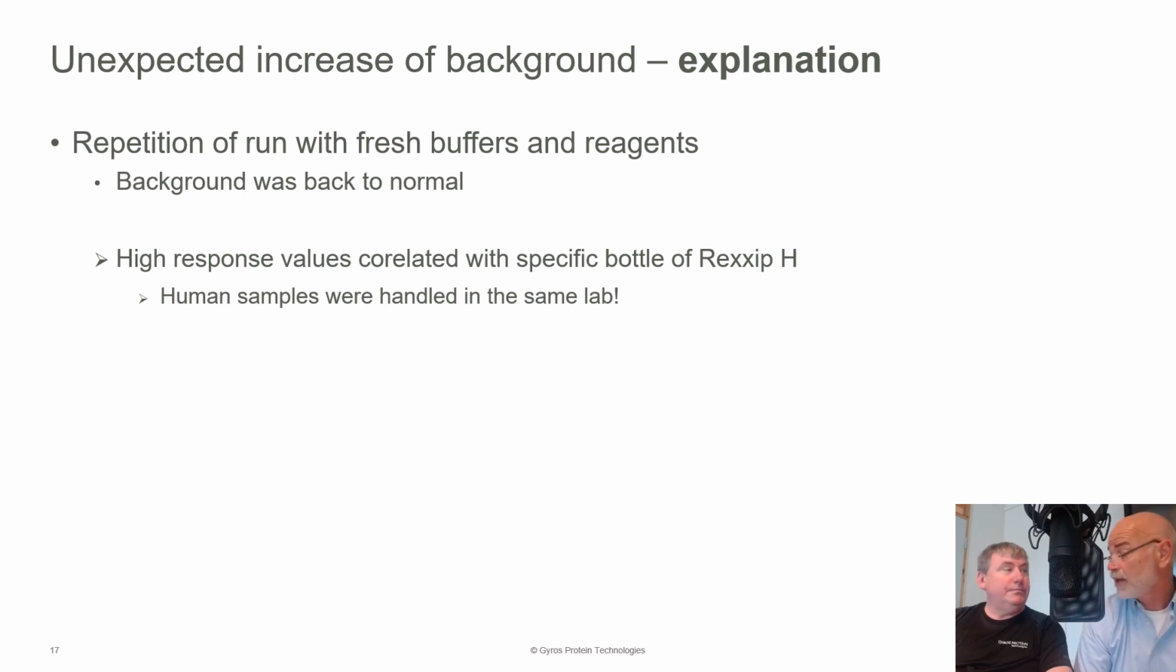The other point here is that the human samples were handled in the same lab, so you might be in a situation where you've contaminated something in either the buffers or the pipettes that you're using to prepare your samples. When I have IT problems, the solution is always switch everything off and put it back on again. When it comes to immunoassays, it's always run everything with fresh buffers and fresh reagents. So it's normally a way of doing the diagnosis.